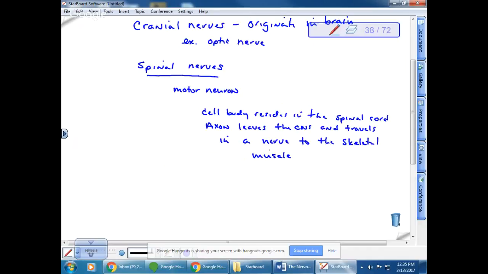So it's actually quite amazing how long these cells have to be. I think I mentioned this before. My motor neurons up in my spinal cord, and then the axon has to leave the spinal cord and go out and innervate all of the muscles in my legs and allow for motor movement.